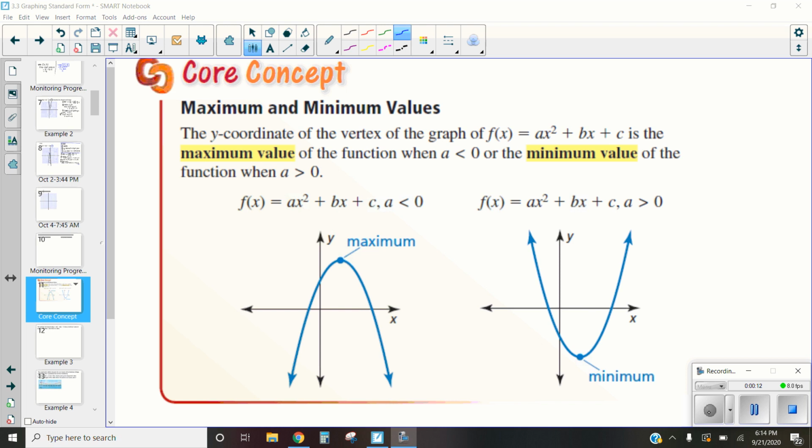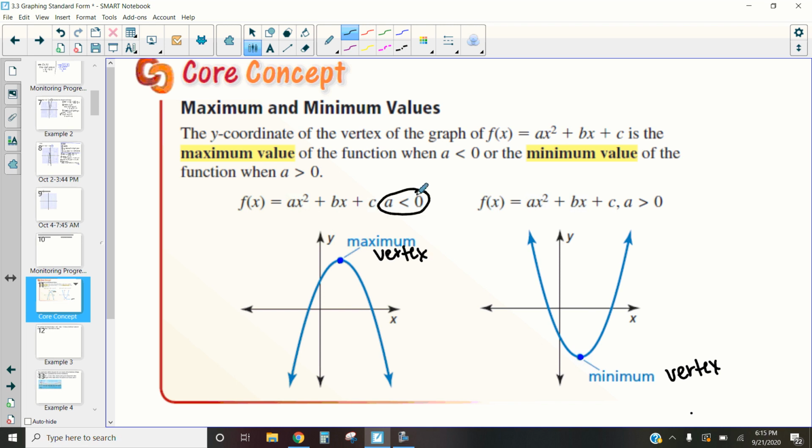Now, these quadratic functions have minimum and maximum values. Notice how the minimum value is at the very bottom, and our maximum value is at the very top. An interesting thing about this is that our minimum and maximum are also called our vertex. We determine whether it's a maximum or a minimum based on what our a is.